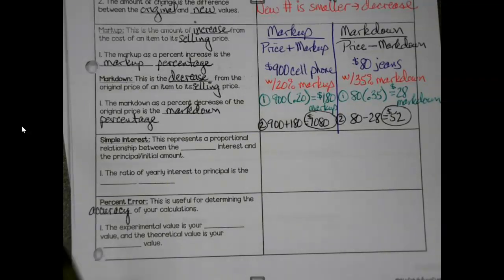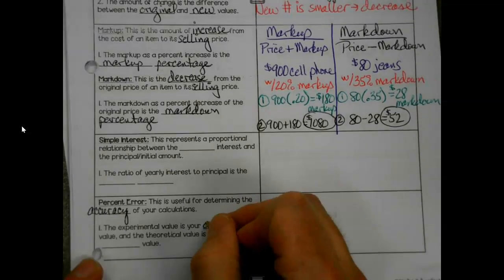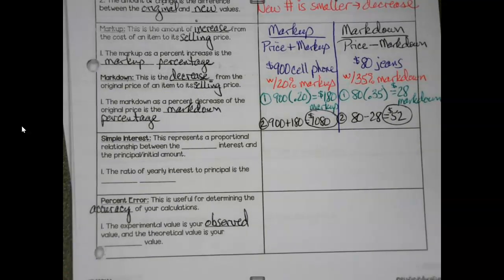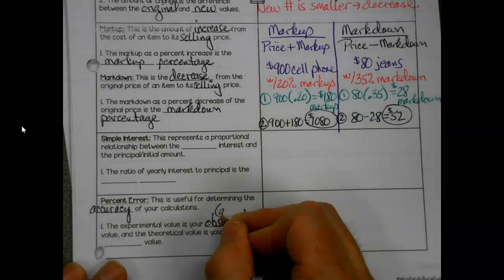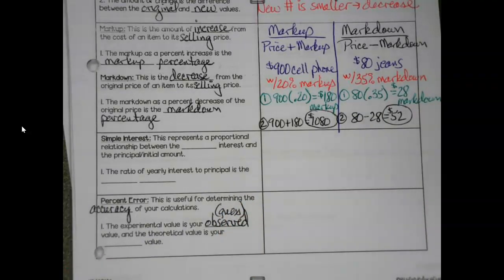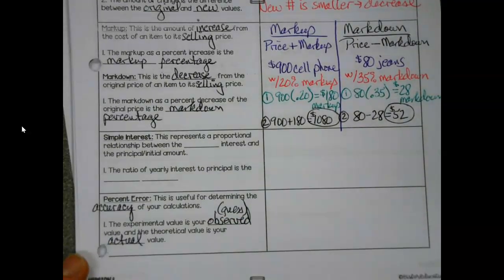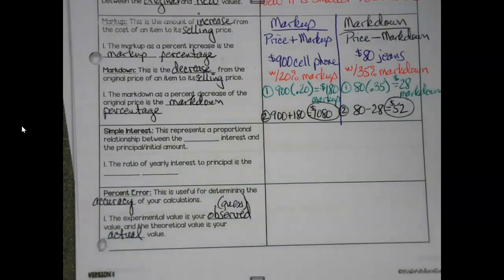Mathematically speaking, the experimental value, I'll use their terms and then we'll use our own, is your observed value. What's actually going on, what you're kind of guessing. I'll put the word guess in there. And the theoretical value is your actual value. So let's speak in terms that are probably going to be easier for us to kind of go along with here.